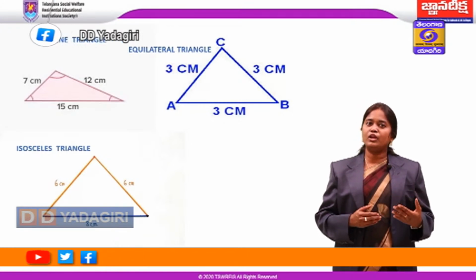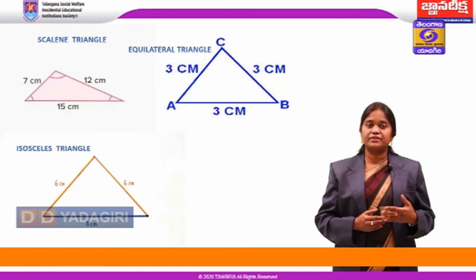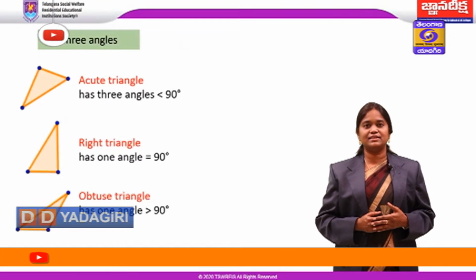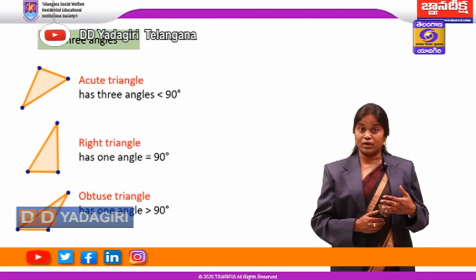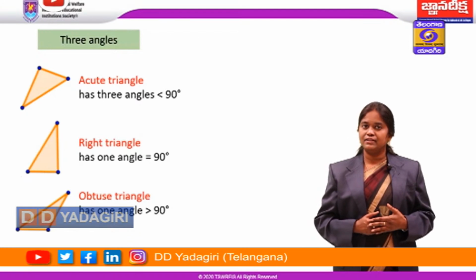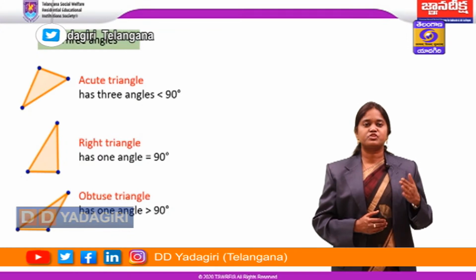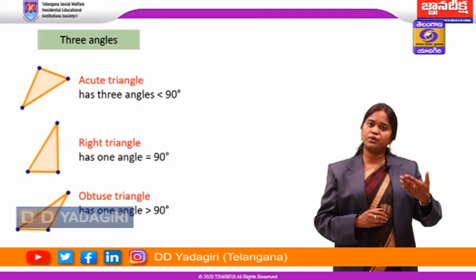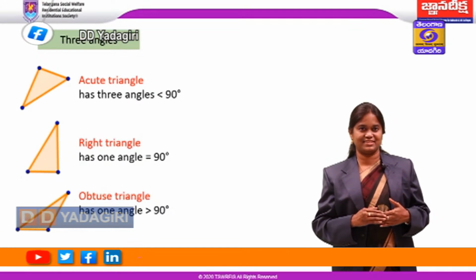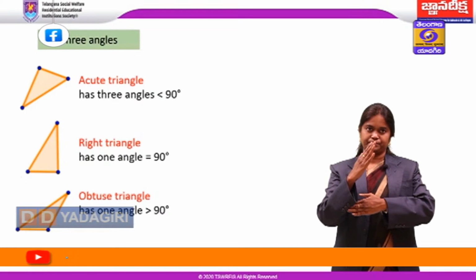Children, we all know about 3 angles. What are they? They are acute angle, right angle and obtuse angle. What is an acute angle? An angle which lies between 0 and 90 degrees, above 0 and below 90 degrees, is called an acute angle.